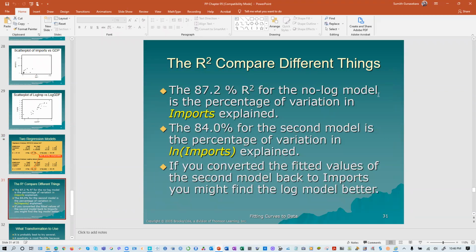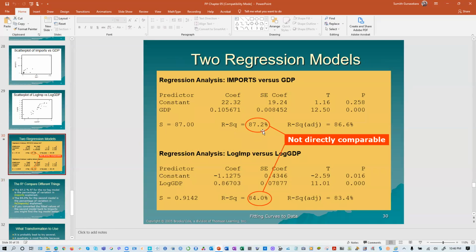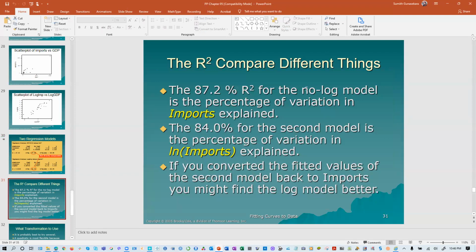For the no log model, it is the percentage of variation in imports explained. For the second model, it is the percentage of variation in LN imports explained. How much of imports is being explained over there means 87%. R squared for the no log model: so much being explained. You think that much of the imports is being explained. No log model means the variation in the imports is being explained. The other one, only 80% is explained, the variation in log.